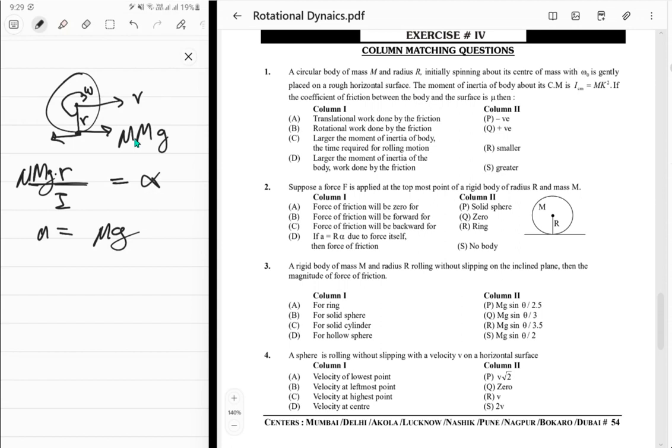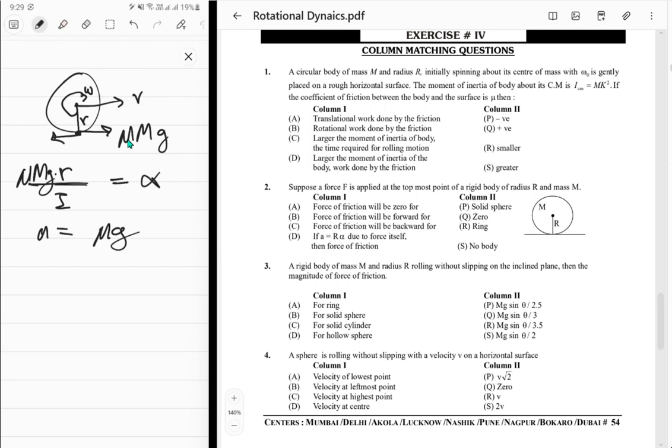Cool, right? So now what do we do with it? First of all, they are asking for the translational work done by the friction. There's a change in the rotating energy as well as a change in the translational energy of this body. So we need to figure out how omega changes with v. What will the final velocity be? That's what we want to figure out.